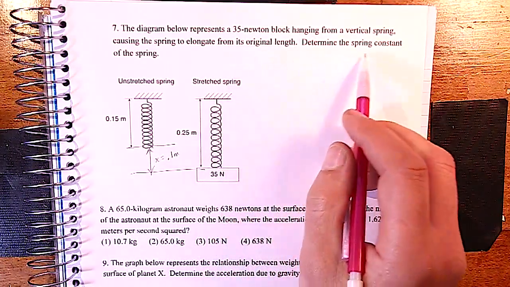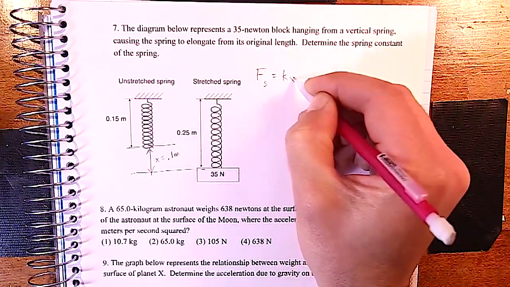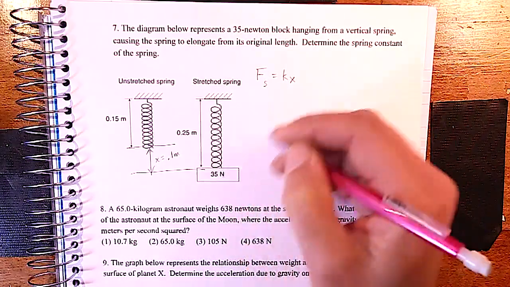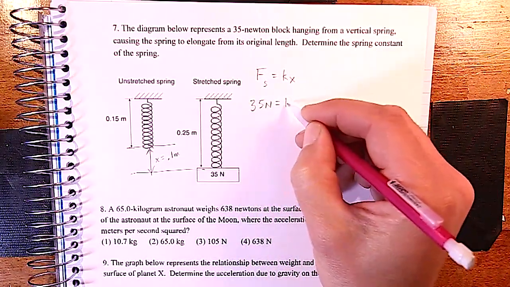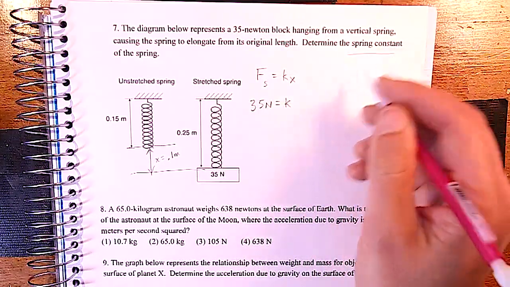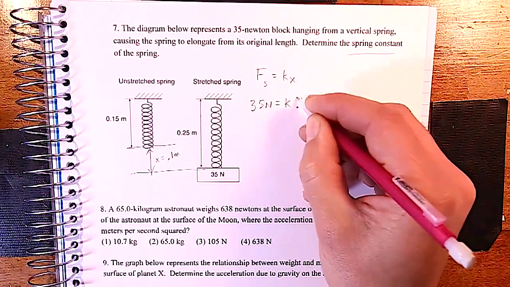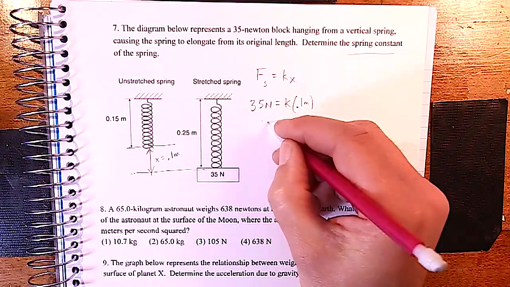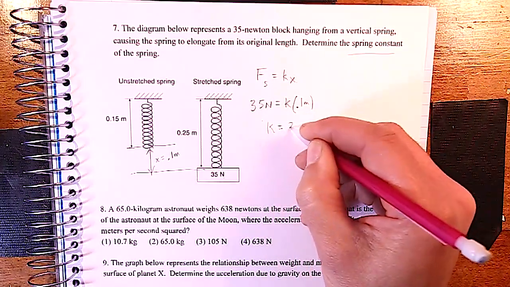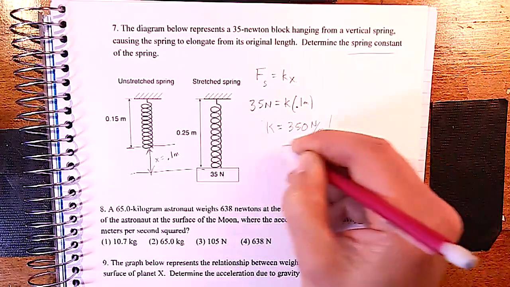So it says, what's the spring constant? Well, we can just do Fs is equal to Kx. The force added to the spring was 35 newtons. K is what we're looking for, the spring constant. And X is the change in length, so that's 0.1 meters. And when we divide 35 by 0.1, we get a spring constant of 350 newtons per meter.